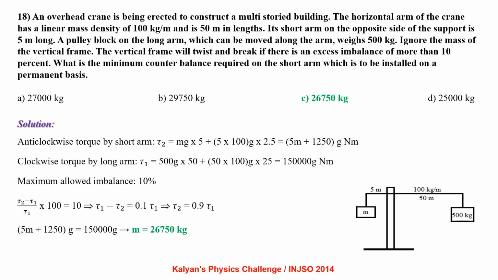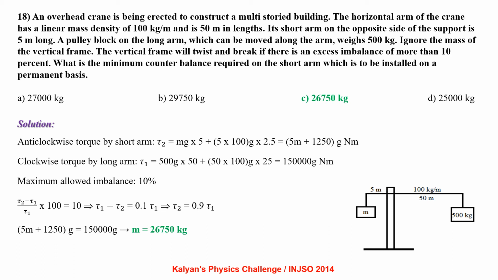An overhead crane is being erected to construct a multi-storied building. The horizontal arm of the crane has a linear mass density of 100 kg per meter and is 50 meter in length. Its short arm on the opposite side of the support is 5 meter long. A pulley block on the long arm, which can be moved along the arm, weighs 500 kg.